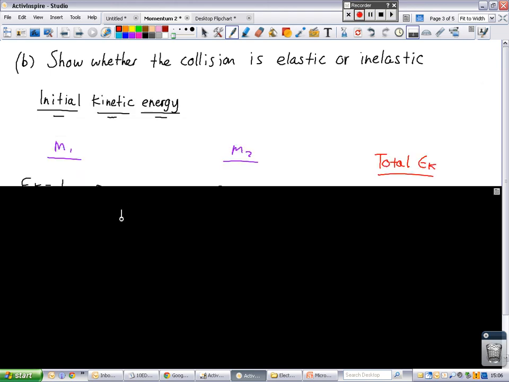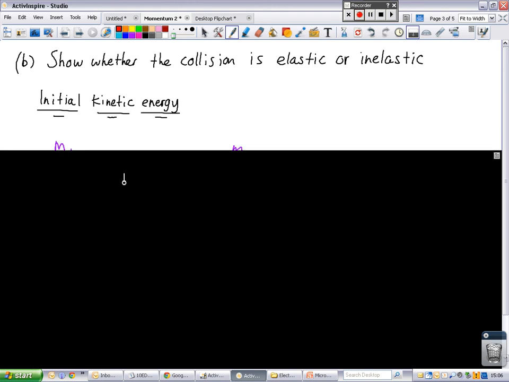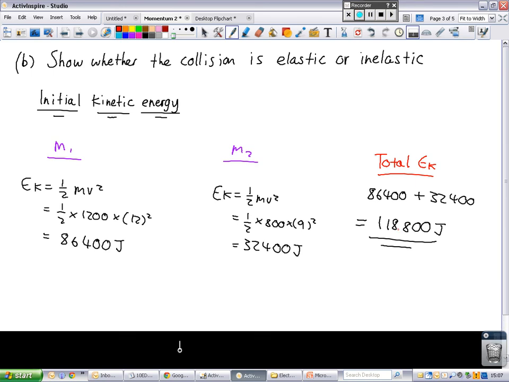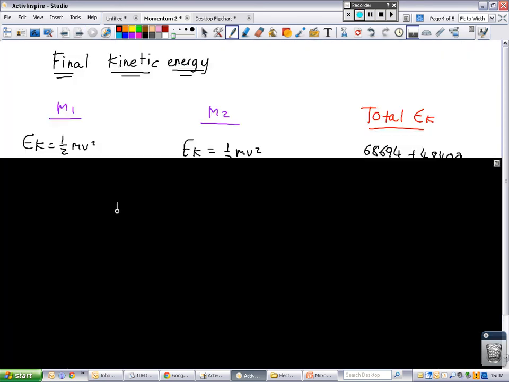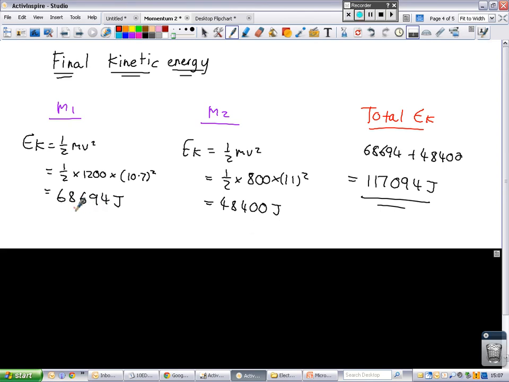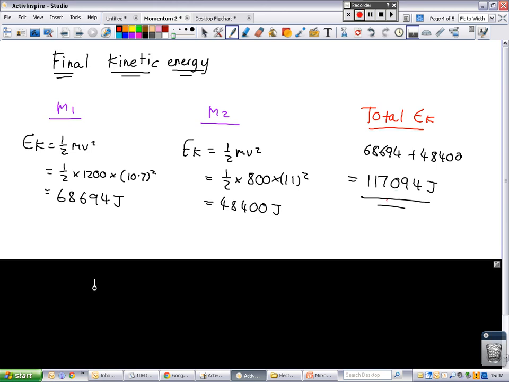I showed you two ways of doing that. We calculated the initial kinetic energy first. So we did the kinetic energy of object 1 before the collision, the kinetic energy of object 2 before the collision, then added them together and got a total there. After that, you do the same for final kinetic energy: the kinetic energy after the collision of object 1, kinetic energy after the collision of object 2, add those together. And now you're comparing these two values, so you've got 118,000 and 117,094. So quite a big difference there.